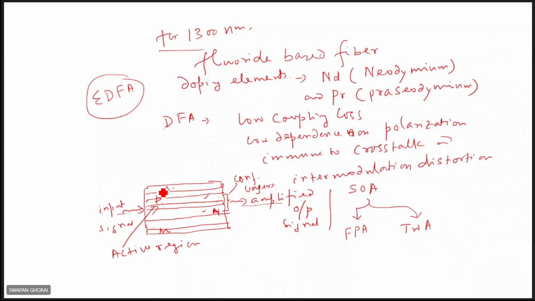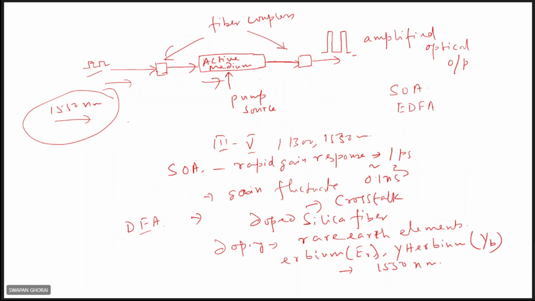Here, the advantage in the semiconductor optical amplifier is rapid carrier response. Rapid gain response is here, around 1 picosecond. But this can also be a disadvantage, because gain can fluctuate and crosstalk may appear, particularly if you consider multi-wavelength operations. So crosstalk will be a disadvantage for the rapid response of the SOA.